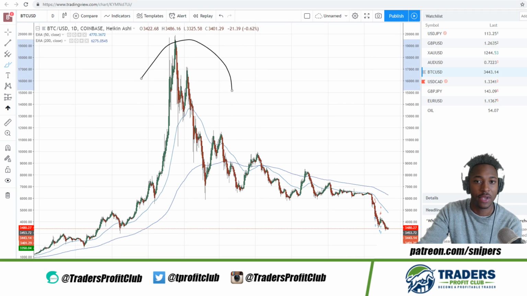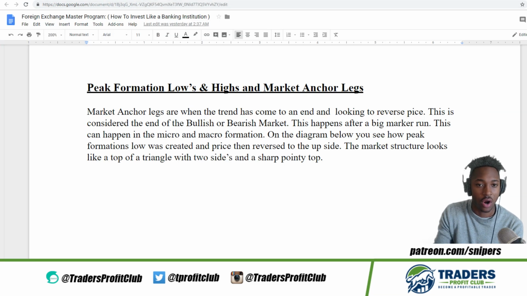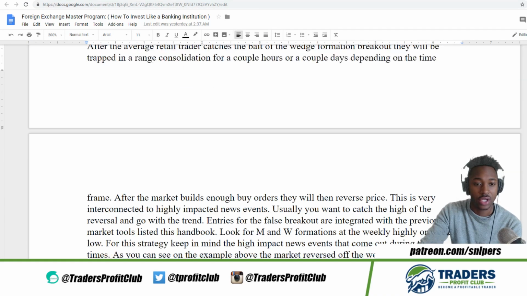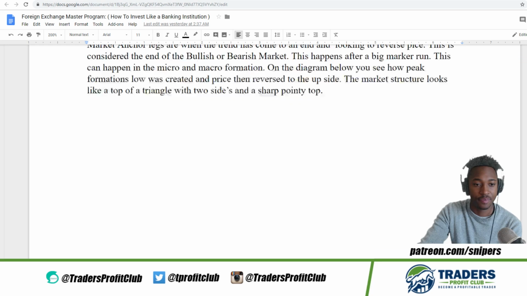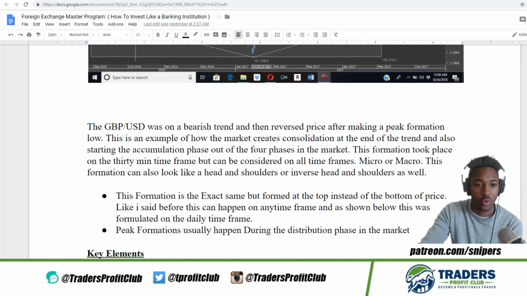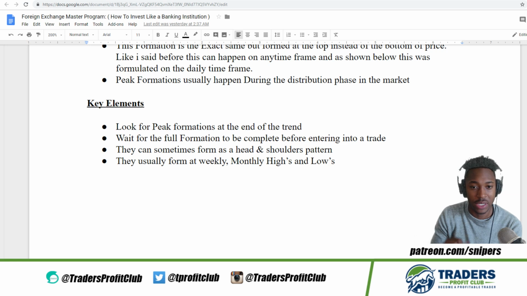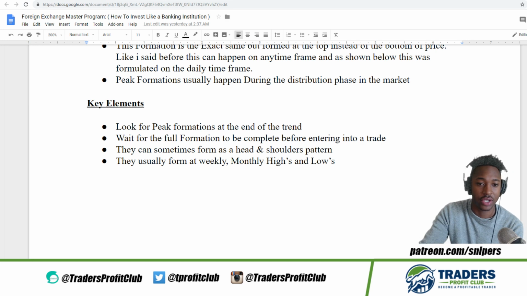So when we're talking about peak formations, let me just go to it real fast, you guys. When we're looking for peak formations, we look for a peak formation at the end of a trend. Wait for the full formation to be complete before entering into a trade. And then they can also sometimes be head and shoulders, just like I told you guys earlier. They usually form at weekly, monthly highs and lows.